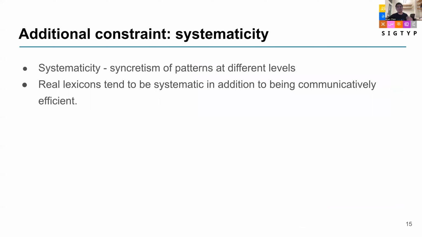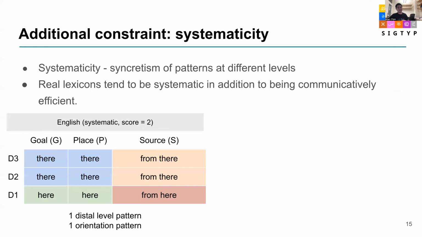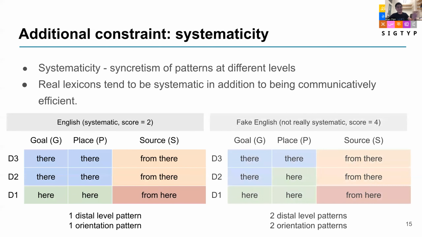One of them could be systematicity, which is the syncretism of patterns at different distal levels. Specifically, if there is a place-goal-source pattern at one distal level, it also tends to hold at other distal levels. This can be illustrated by the 2 tables below. On the left is a systematic language, English. But if we replace the word at D2 place, which is the word in the middle, with the word here, it will become less systematic and hence go into this language that I call fake English, because the orientation pattern at distal levels D1 and D3 no longer holds at distal level D2.